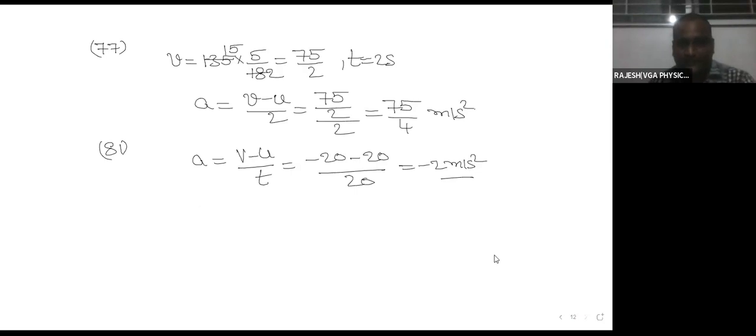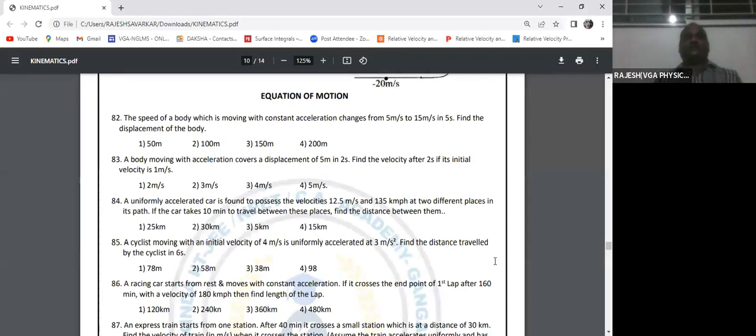Next is, the speed of a body which is moving with a constant acceleration changes from 5 meters per second to 15 meters per second in 5 seconds. Find the displacement of the body. So they have given v and u and time. So average velocity into time gives displacement. The equation you have to use is S equal to u plus v by 2 into t. So u plus v is 20 by 2, that is 10, into 5, 50 meters.